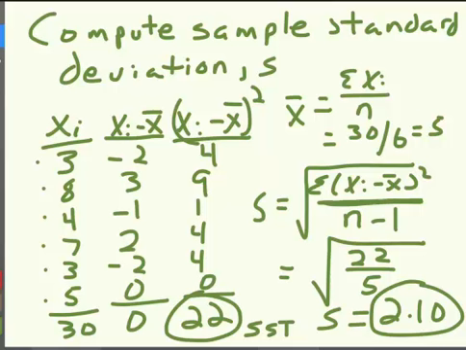While I'm here, I'll also say if we were calculating the sample variance, we would follow everything just as it is here, except for we would have s squared, and we wouldn't have the square root sign. So it would just be s squared is equal to 22 divided by 5.